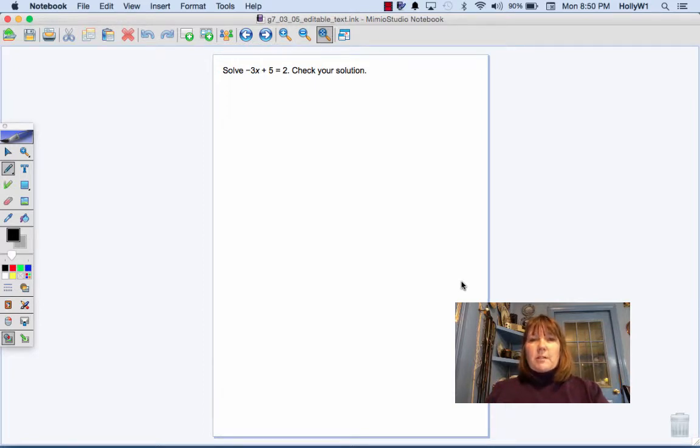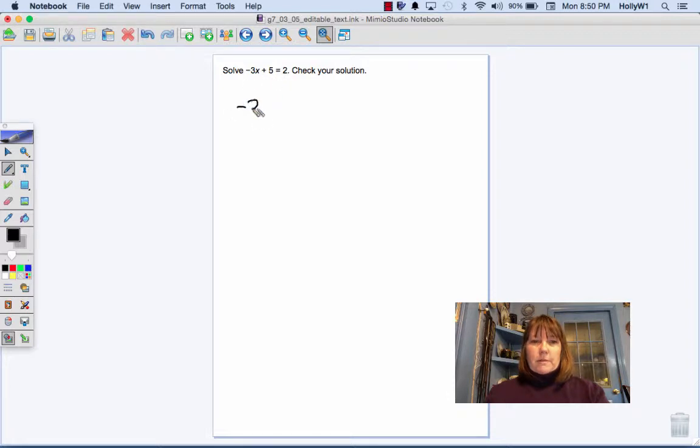This is actually the last section in the unit on expressions and equations. So yesterday we did a little bit in playing around with how to solve a two-step equation. Today we're going to talk about how to formally do this. So it says solve negative 3x plus 5 is equal to 2.